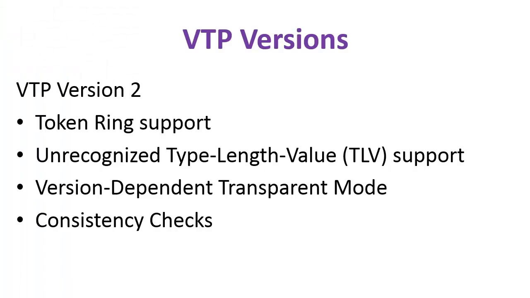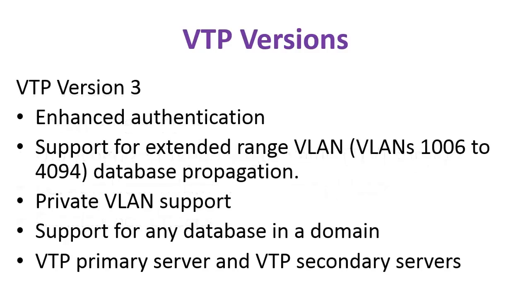On your CCNP switch exam, you may be asked about the different VTP versions. This is what I think you should know. VTP version 2 offers the following enhancements over VTP version 1. Version 2 offers token ring support, unrecognized type length value support, version-dependent transparent mode, and consistency checks. Version 3 offers the following enhancements over version 2, which is enhanced authentication, support for extended range VLANs, private VLAN support, support for any database in a domain, and it offers VTP primary and secondary servers.